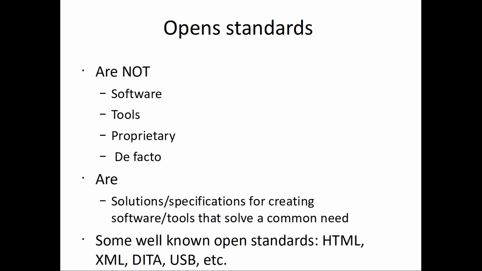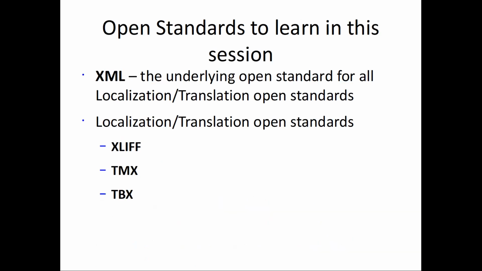Open standards are not software, tools, proprietary, or de facto. They are solutions, specifications for creating software and tools that solve a common need. Some well-known open standards include HTML, XML, DITA, USB, etc. The open standards we'll learn about in this session are, of course, XML. We've talked about that in all of our preceding classes. XML is the underlying open standard for all localization translation open standards. In other words, the localization translation open standards we'll talk about today are XML vocabularies. We already talked about that with DITA and HTML in earlier classes. The particular standards that we'll be looking at in this session are XLIFF, TMX, and TBX.